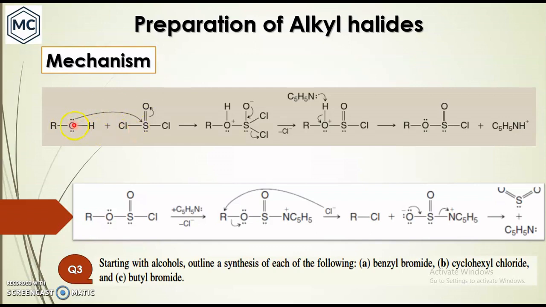Alcohol, first this oxygen can act as a nucleophile, and of course the sulfur is an electrophilic center. This nucleophile attacks this sulfur, and this double bond breaks and transfers 2 electrons towards this oxygen, and it forms an intermediate structure like this. Then this oxygen starts to form a double bond here by eliminating chlorine. Chlorine acts as a very good leaving group, and pyridine in the system can grab this proton and it forms ROSOCl, and pyridinium.